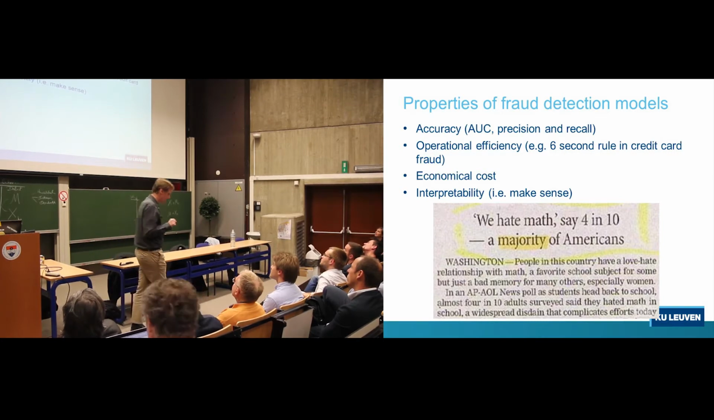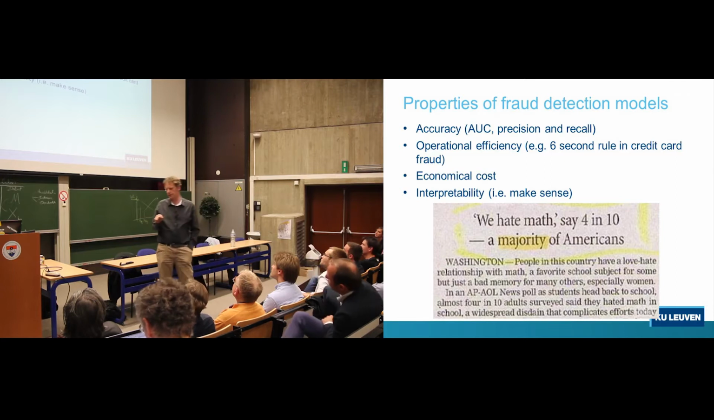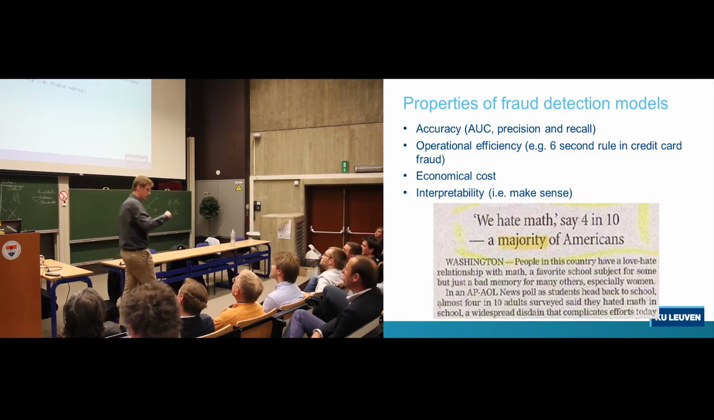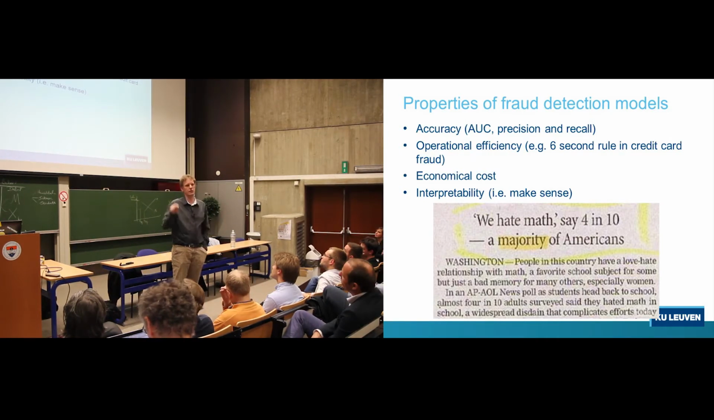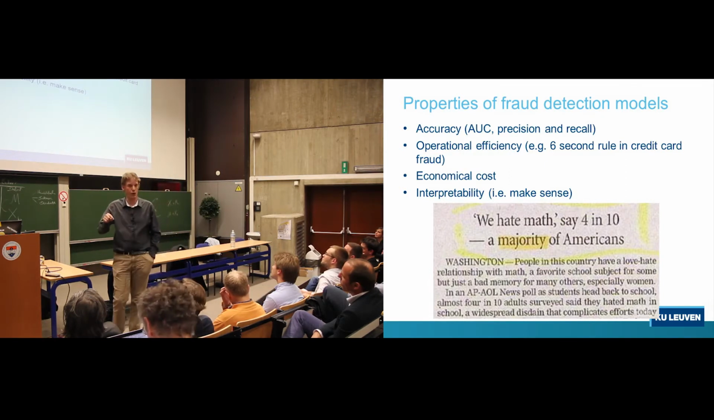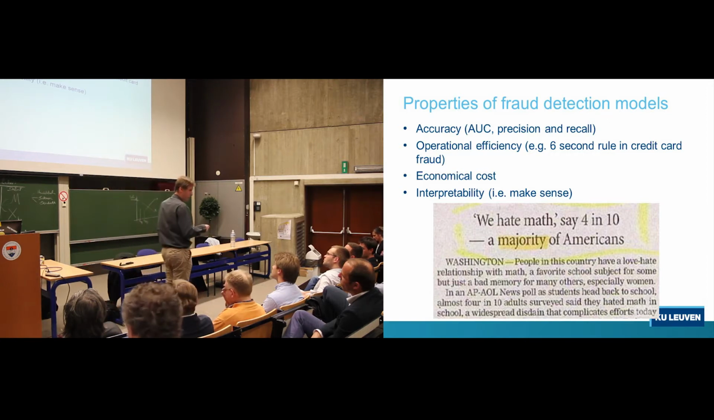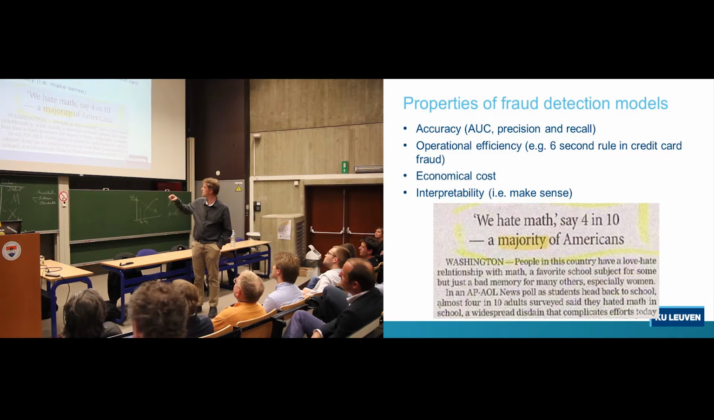Operational efficiency. When we worked with a European credit card provider, we had an operational efficiency rule stating that an analytical technique should make a decision within 6 seconds after having initiated the transaction. So if you're using random forests or neural networks with lots of complex input variables, that already puts a very big burden on the ICT architecture. It should come at low economical cost, and it should be interpretable or make sense.